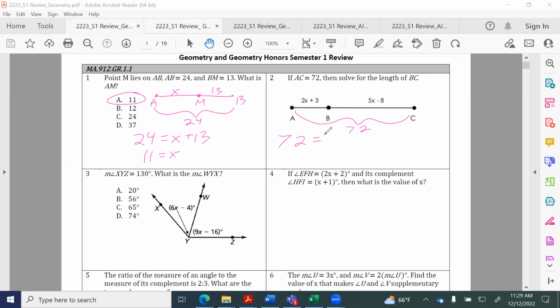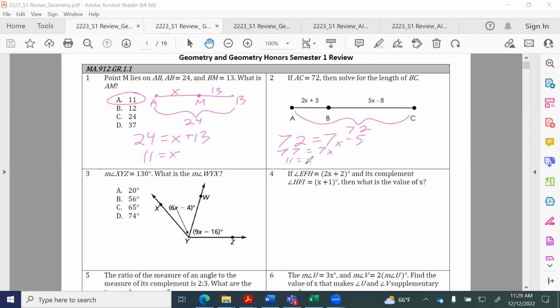2x and 5x would be 7x, and negative 3 and negative 8 gives us negative 11. Now we have to solve. So bring 11 over by adding it. So if we add 11 to 72, we get 83. And then we got to get 7 over by dividing it. So 83 divided by 7 is 11.